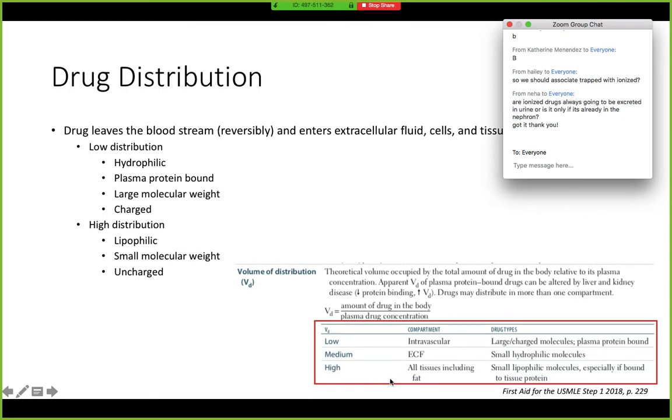And then high distribution. When we talk about distribution, you're talking about distribution to the tissues, how well it's leaving the systemic circulation and reaching the rest of the body. So drugs that are going to be highly distributed are small, lipophilic, and yeah, I would just focus on this chart here and what's here.